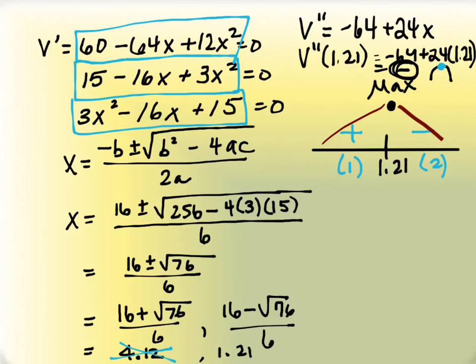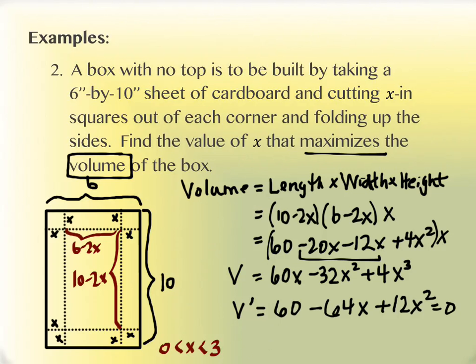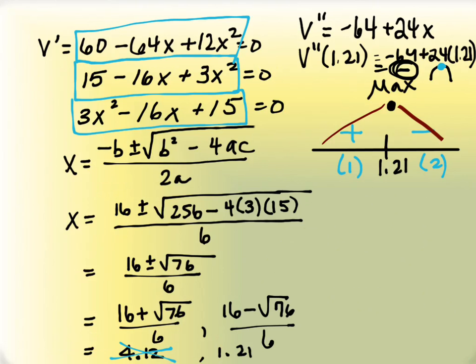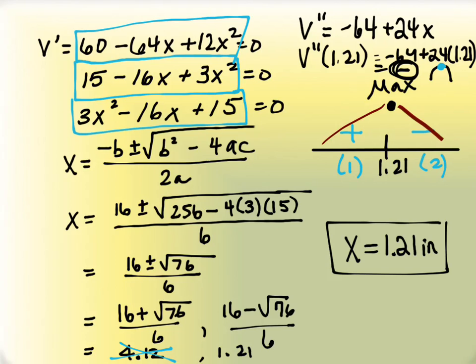So, all right, let's go back to the question as asked. It says, find the value of x that maximizes the volume of the box. So it doesn't actually have to ask me to find the volume. My value of x is going to be my answer. So x equals 1.21 what? Inches. There should be units because units were given in the original problem. All right, any question on that one?